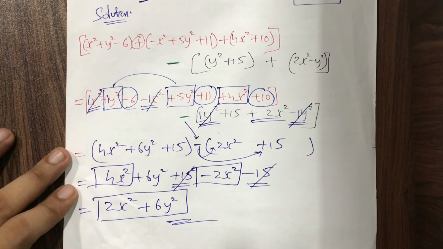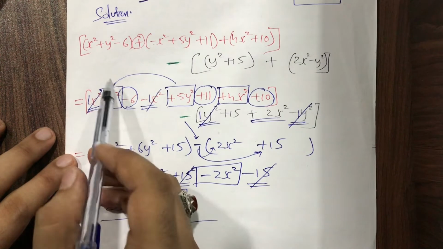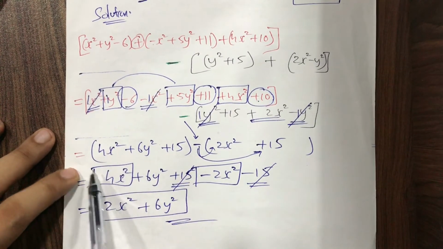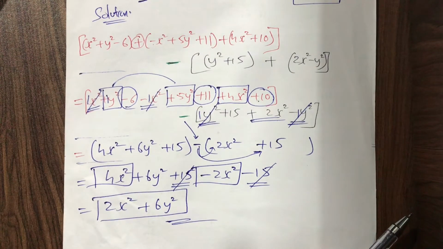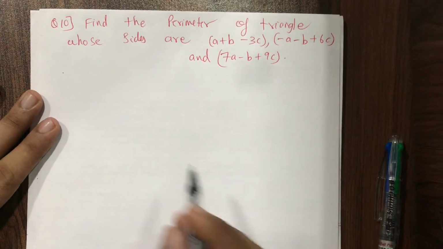Hope you understood this, students. It was very simple. Leave lines between every step. Leave 1 to 2 lines. Your sum should be well presented. Every step leave lines.